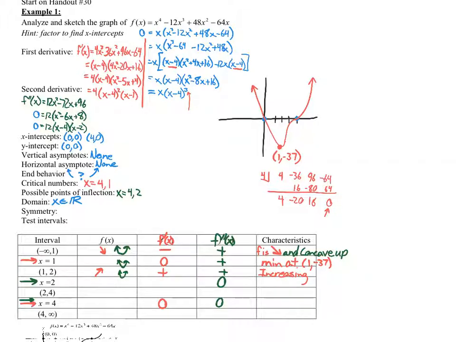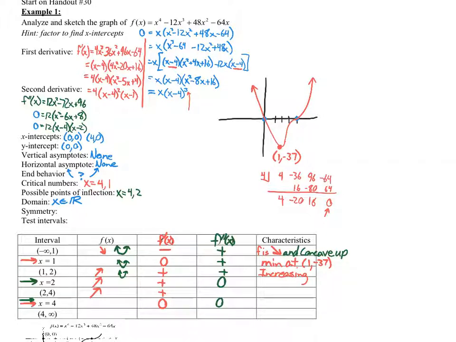Now I can test the rest of this. By the way, notice that I know it's going to continue to increase until I get all the way over here to where x is 4, because again, the intervals for the first derivative are different than the intervals for the second derivative. But I do need to check my concavity between 2 and 4.